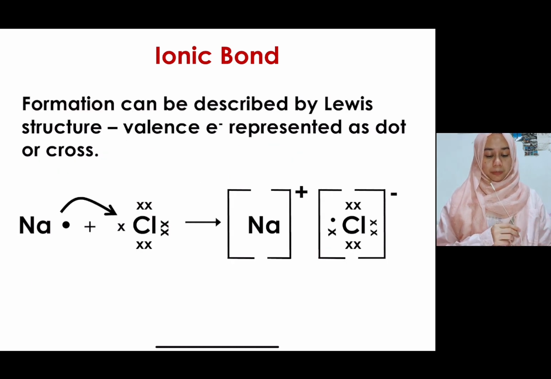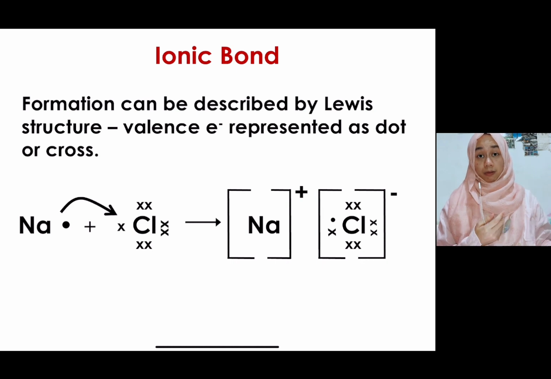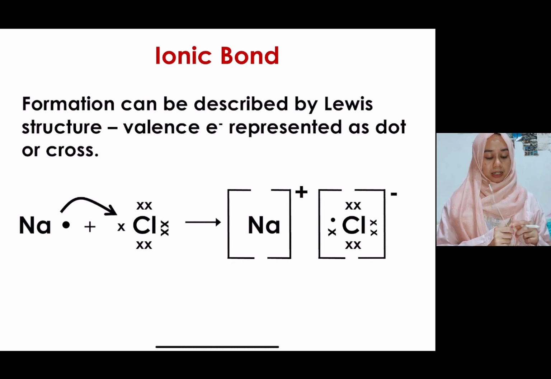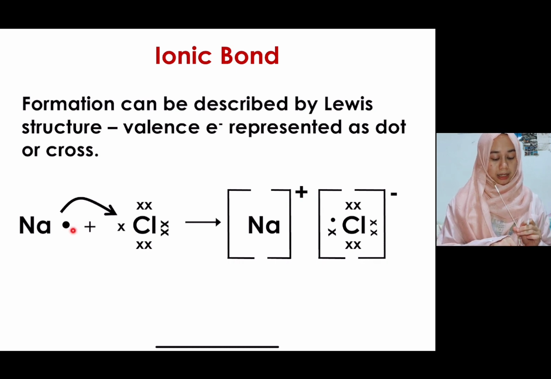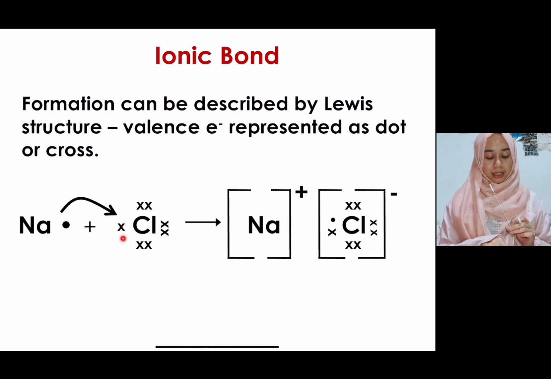Okay, so formation can be described by Lewis structure. So tadi kan one of kita punya learning outcome is to describe the formation of ionic bond kan. So this is how kita describe formation of ionic bond melalui Lewis structure. So kamu dah belajar macam mana nak tulis Lewis dot symbol tadi. So kalau macam sodium dia ada satu valence electron, therefore ada satu dot dekat sodium ni, okay. Whereas kita punya chlorine pula dia ada 7 valence electron. So ini ada 7 ni, okay.